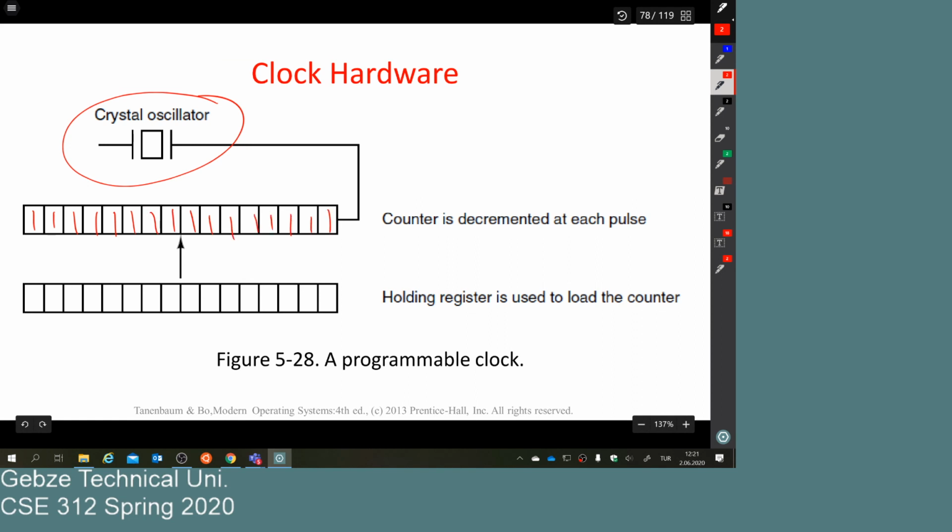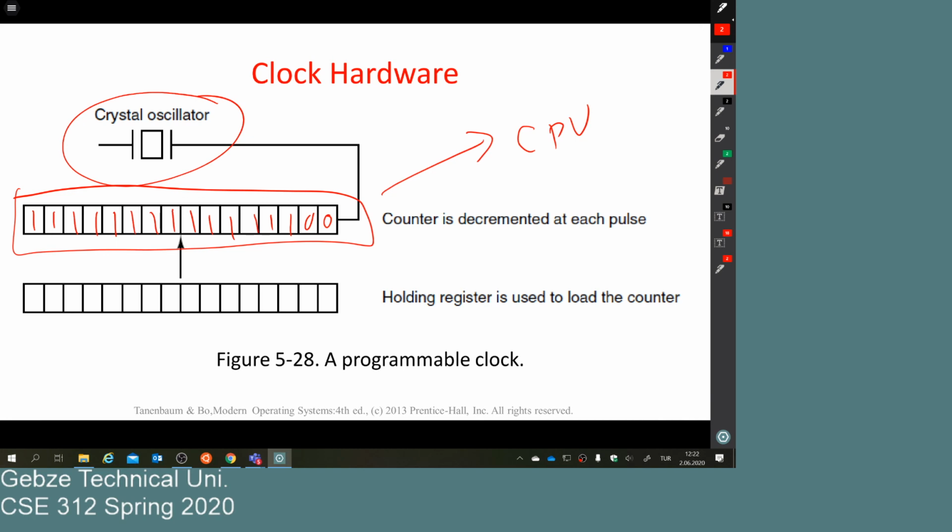Every time this one produces a pulse, I will decrement this by 1. So it became 1, 0. Then another pulse, it will become 0, 1. Another pulse, it will become 0. So when this number reaches 0, it produces a CPU interrupt.